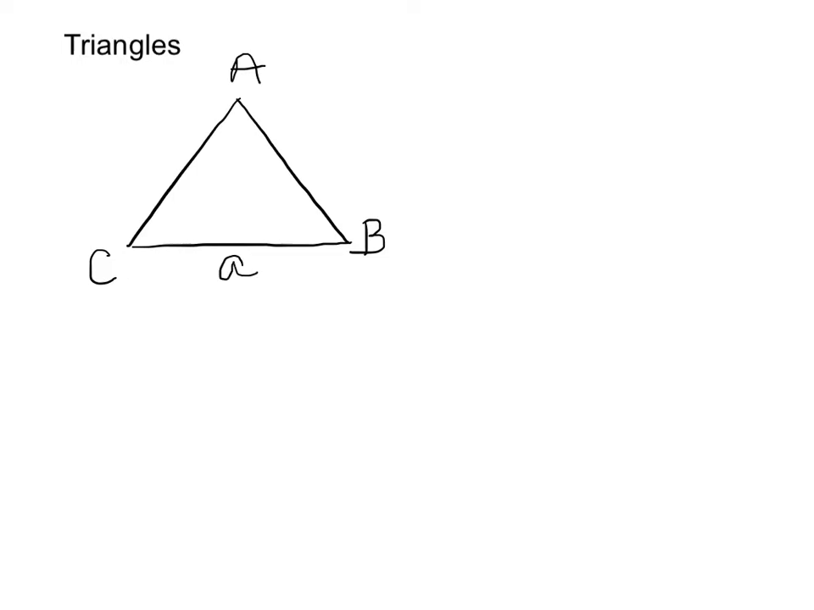So this would be side A. Side A is opposite angle A. So side A and angle A are opposite each other. Side C and angle C are opposite each other, and angle B and side B are opposite each other. That is a conventional way to do it, just so you know when you're given information.